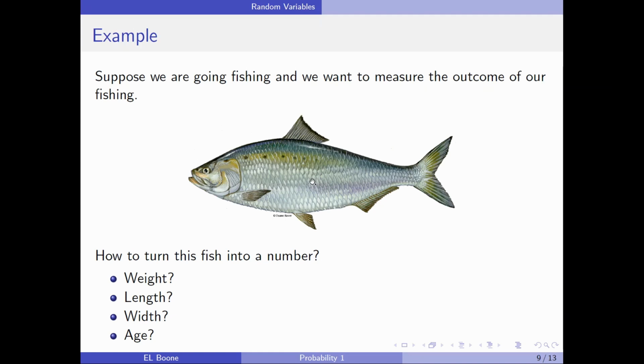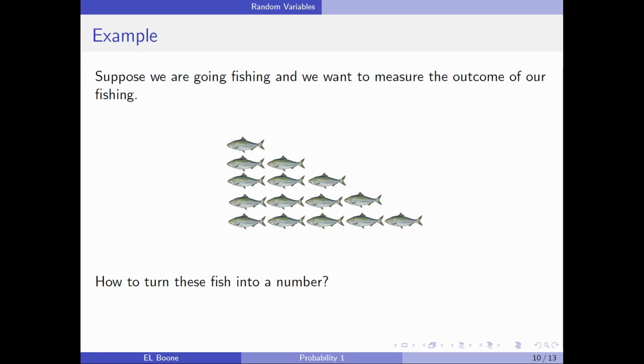And it depends on what you're really interested in, okay? So what if I have more than one fish? What if I went fishing and now I have this? Well, this is different because I went fishing and I want to turn these fish into a number. Okay, well, how could I do that? Well, I could just count the number of fish. There's 1, 2, 3, 4, 5. And then we got 4 here, so we're at 9. And then we got 3 more, so we're at 12. We got 2 more, so we are at 14. And then 15. So the outcome there could be 15.